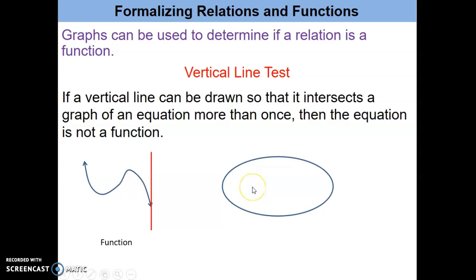Now, if we look at this relation here, we draw our vertical line and do our vertical line test, or our pencil test, and we slide it across. Well, looking at it, when the line got to this point, it was touching here as well as here at the same time. So it was touching the red line in two different positions at the same time, which means that no, this is not a function. It fails the vertical line test.